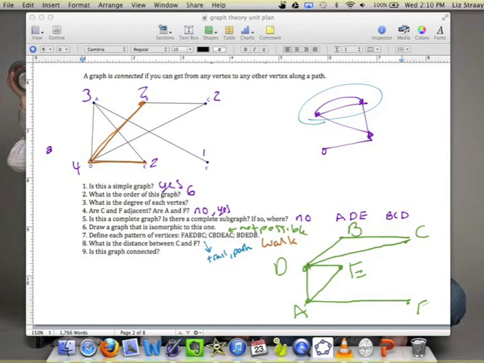Okay? The distance between 2 points is the fastest way to get from one point to the other point. So how fast can I get from C to F? C, D, A, F. Looks like the fastest way I could get there. I could also go C, B, D, A, F, but we want the fastest way. I can't get there in 1, I can't get there in 2, but I could get there in 3.